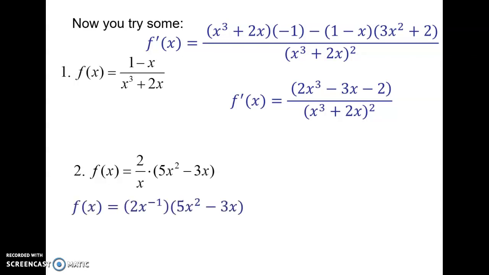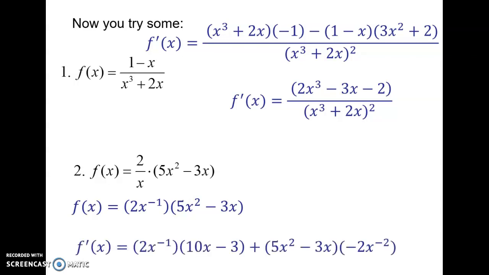For problem number 2, instead of having to use the quotient rule on the first expression, because this is a monomial denominator, it's sometimes easier to just bring it up as a negative exponent and then use the product rule. It's a little bit easier than having to use the quotient rule with the product rule here. So I rewrote the function first, and then I'm going to take the derivative. The derivative is the derivative of the first times the second, plus the second times the derivative of the first.